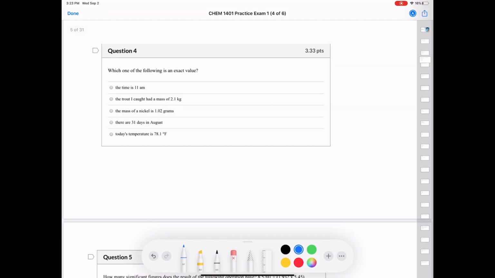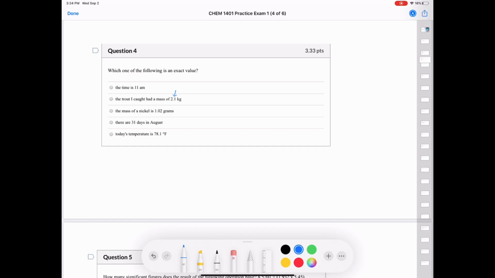The next question asks us, which one of the following is an exact value? The first answer says the time is 11 a.m. Well, somebody might say the time is 11 a.m., but they might mean it's 10:59 or 10:01 or 11 a.m. and 20 seconds, okay? The trout I caught had a mass of 2.1. Well, you can see there's a decimal here, so that's definitely not an exact value. And the same thing applies to the third and the last answer, right?